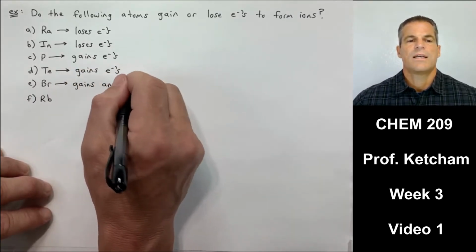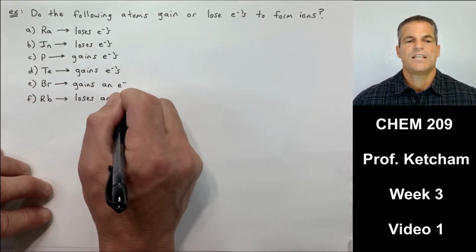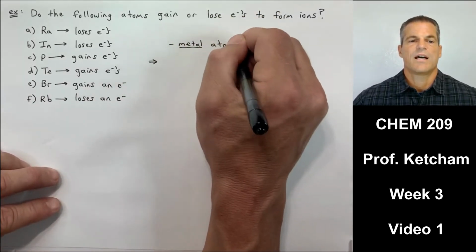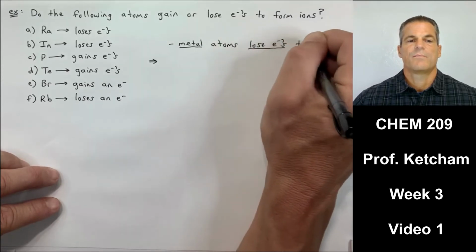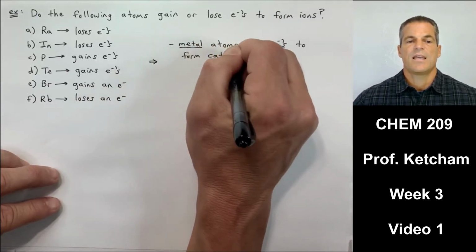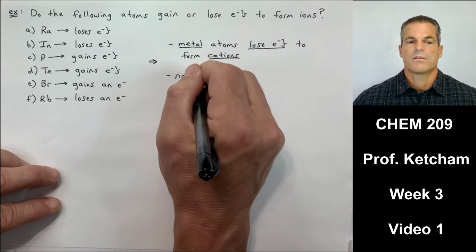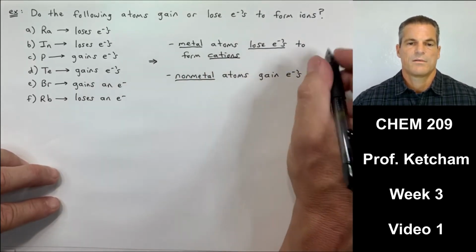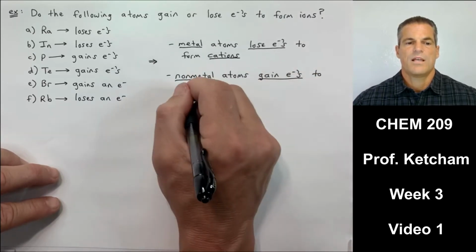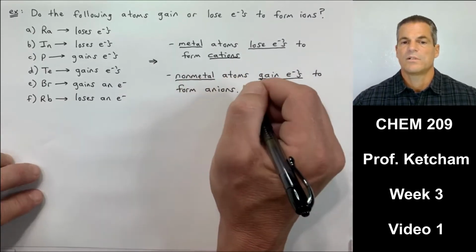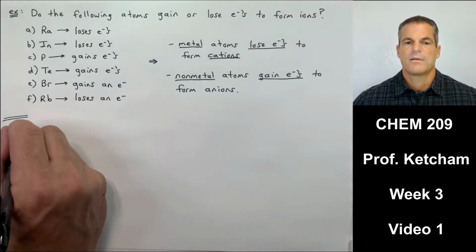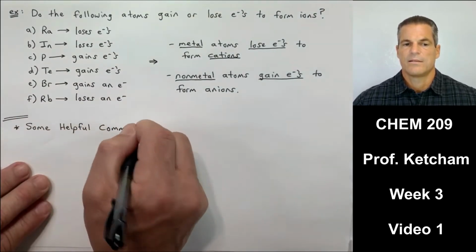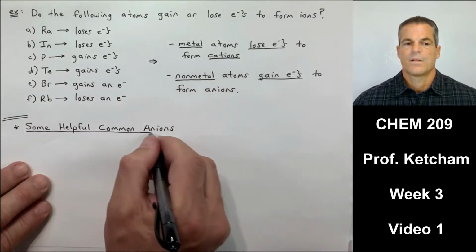Ra, In, P, Te, Br, and Rb. Ra loses electrons, In loses electrons, P gains electrons, Te gains electrons, Br gains an electron, and Rb, rubidium, loses an electron. So what we're seeing here in A through F is that metal atoms lose electrons to form cations. Non-metal atoms gain electrons to form anions. All right?